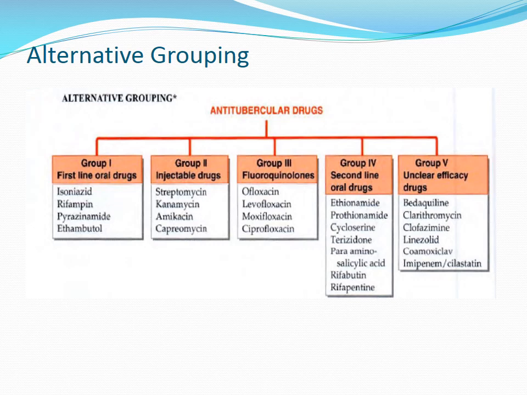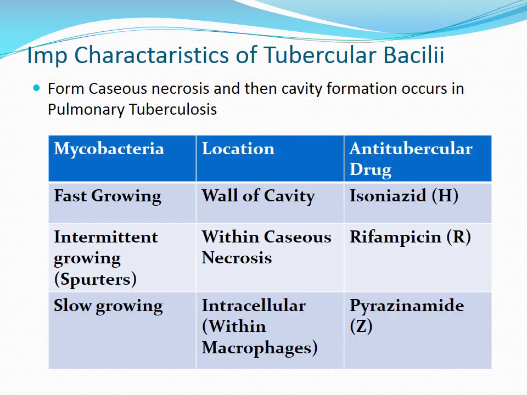Group five we have classified as unclear efficacy drugs. These are the drugs which are mostly tried in extensively drug resistant tuberculosis, which we'll see. In that, bedaquiline is the latest one developed. It acts by inhibiting the mycobacterial ATP synthase activity, so it is also tried mostly in drug resistant tuberculosis. Then clarithromycin, a macrolide, clofazimine, which as I told you is an anti-leprotic drug, linezolid, a very good drug for MRSA infection, co-amoxiclav, that is amoxicillin plus clavulanic acid, and then imipenem and cilastatin.